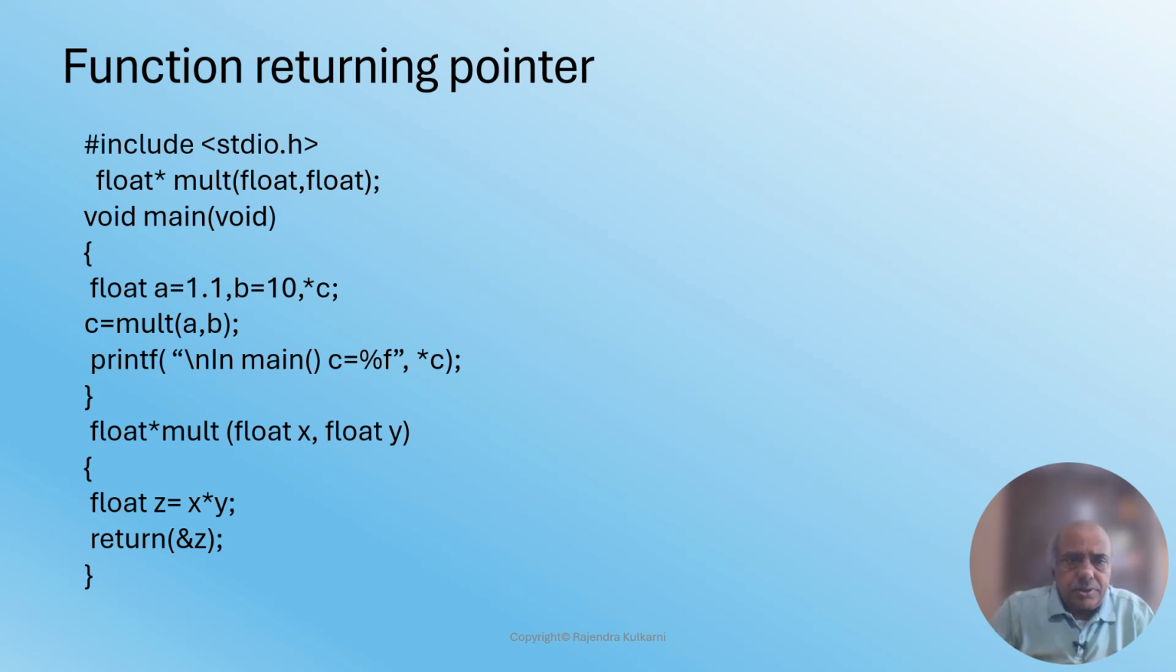Functions returning pointer. In this program, I have declared a function as float star mult into the bracket float comma float, and there is a semicolon. What this function does is it multiplies two values passed to it and returns the pointer to a variable which is assigned with the value of multiplication of two float numbers.